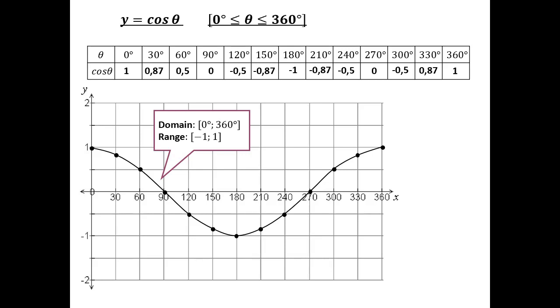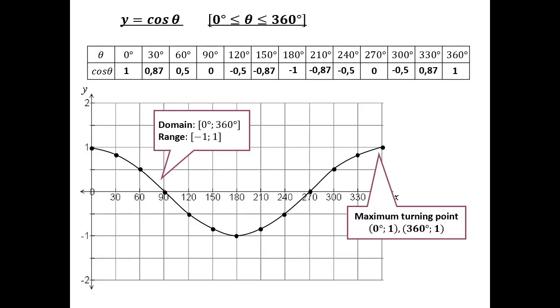Let's discuss the maximum turning points. The maximum turning points occur at (0 degrees, 1) and (360 degrees, 1). These points are where the cosine function reaches its highest value on the graph, which happens at the start and end of one complete cycle. Let's take a look at the minimum turning point. The minimum turning point occurs at (180 degrees, -1). This point is where the cosine function reaches its lowest value within one cycle.